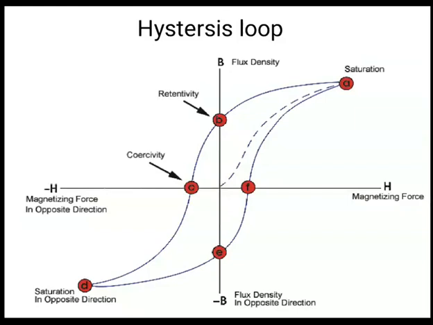At the point B we are getting some flux, right? So what happens at point C? That flux becomes 0, right? That flux density becomes 0. So that force which is required to wipe out or clear the flux density is nothing but the coercive force. Okay.